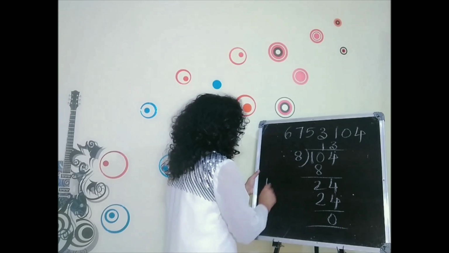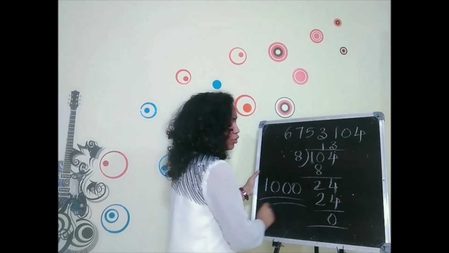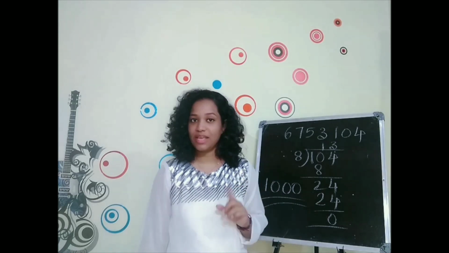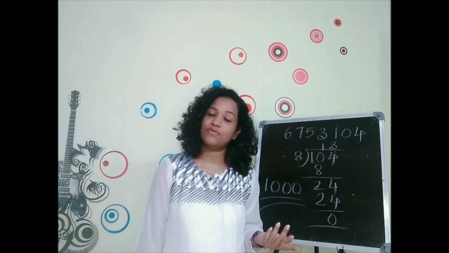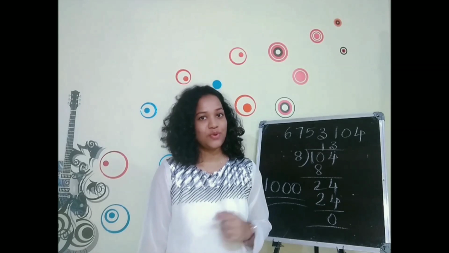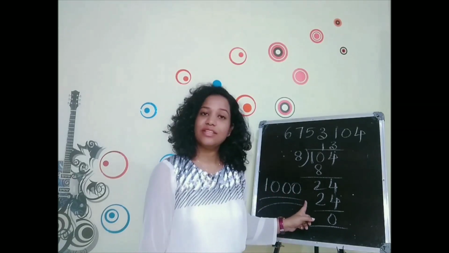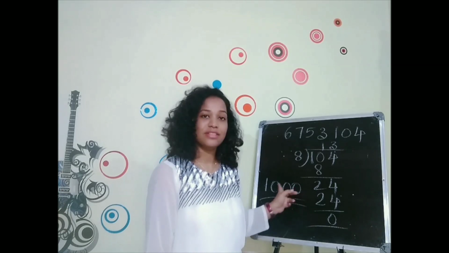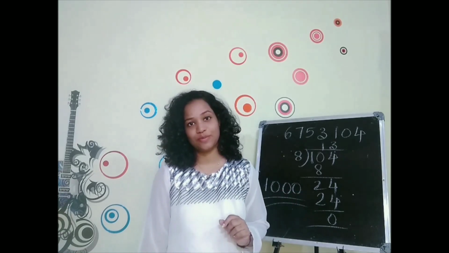Okay. So, what about 1000? You all know that 1000 is divisible by 8. 8 into 125 is 1000. So, if the last 3 digits are zeros, then this number is divisible by 8 also. So, today we discuss the divisibility rules of 2, 3, 4, 5, 6, 8, 9 and 10. Okay, in the next class we will discuss the divisibility rules of 7 and 11.